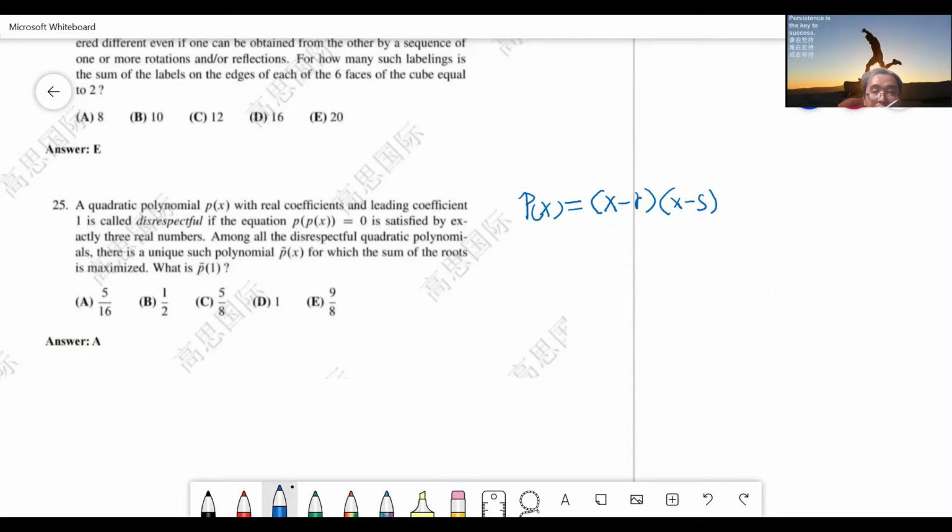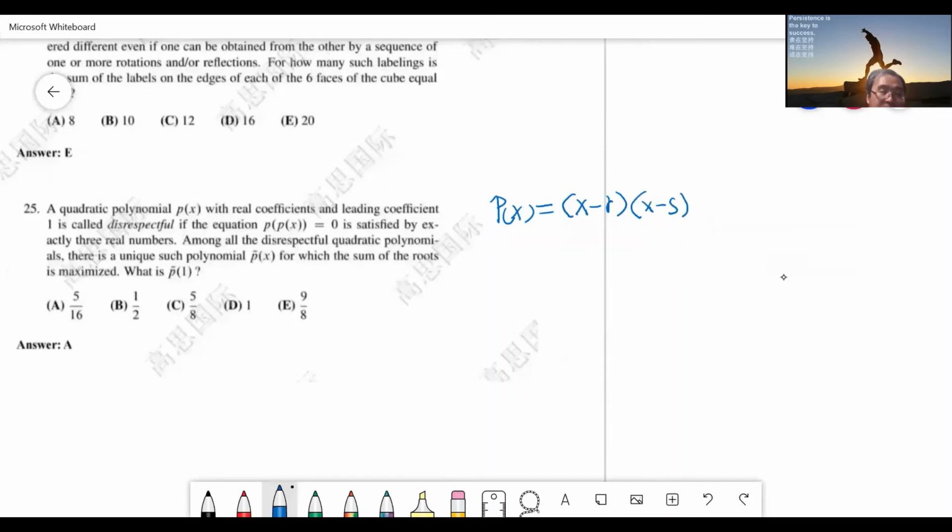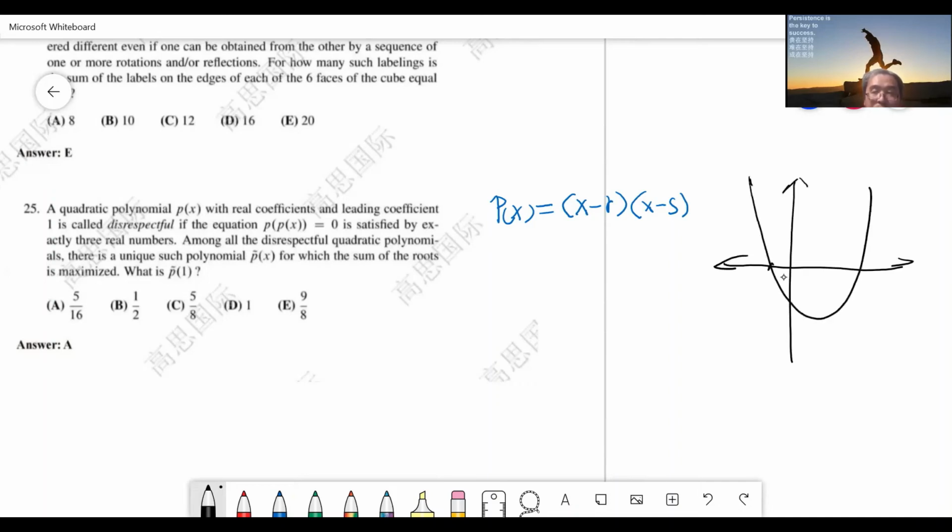So P(x) must have at least one real solution, or two real roots, which could be identical. We call one r and the other s. If we graph this, the graph is going to look like this, with this side being r and this side being s. Now what happens next? We go back and look at what P(P(x)) = 0 means.